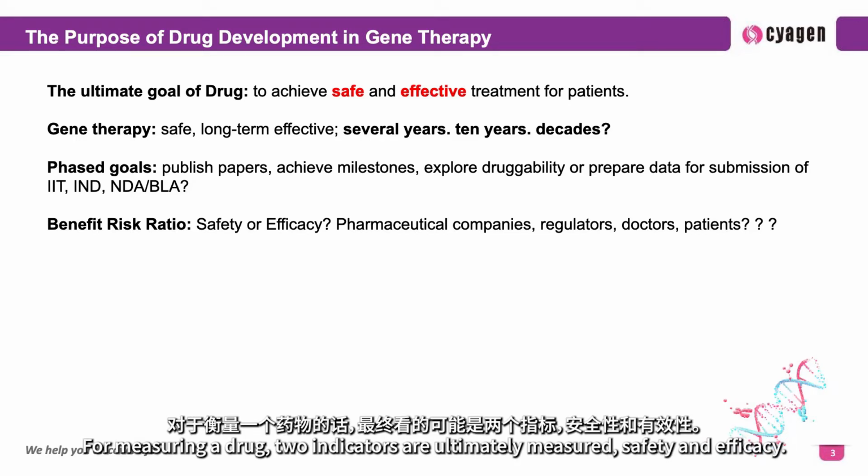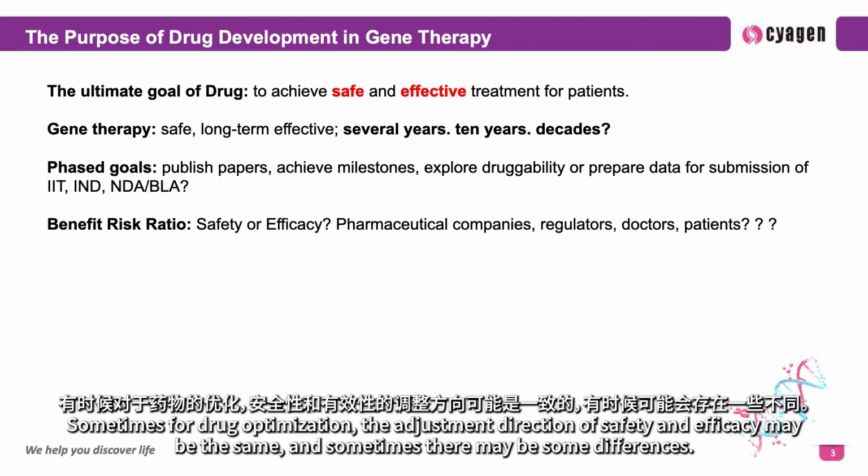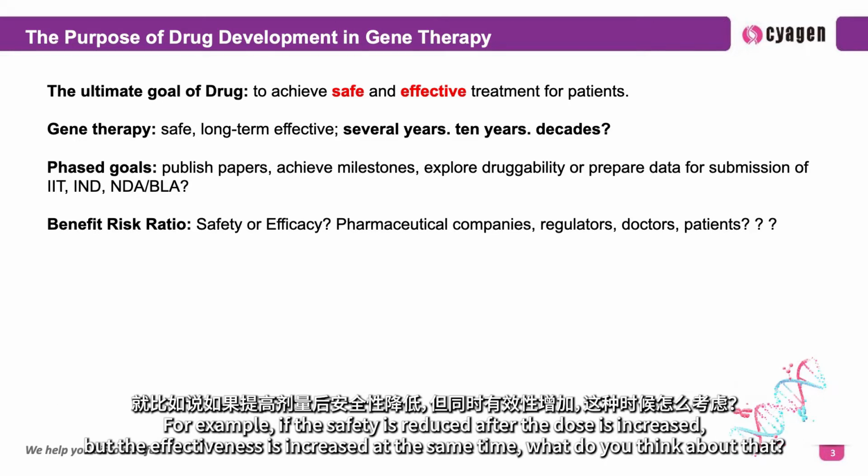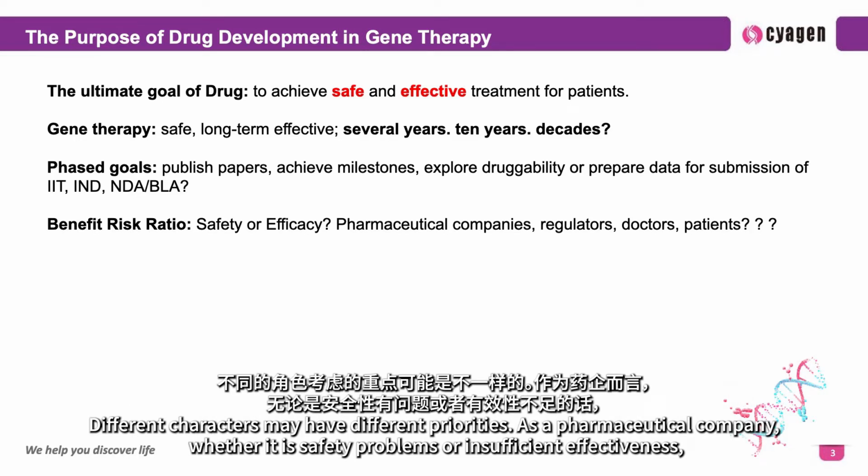For measuring a drug, two indicators are ultimately measured: safety and efficacy. Sometimes for drug optimization, the adjustment direction of safety and efficacy may be the same, and sometimes there may be some differences. For example, if the safety is reduced after the dose is increased, but the effectiveness is increased at the same time, what do you think about that? Different characters may have different priorities.